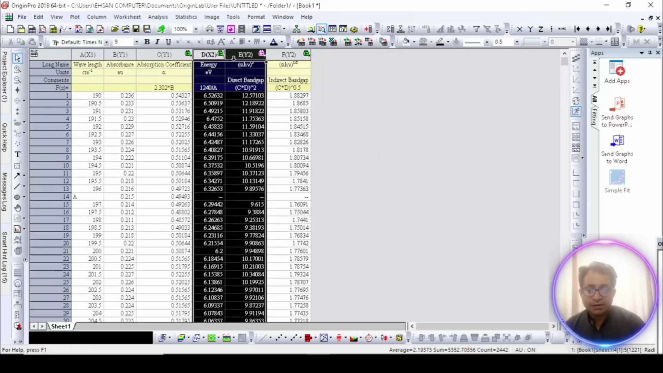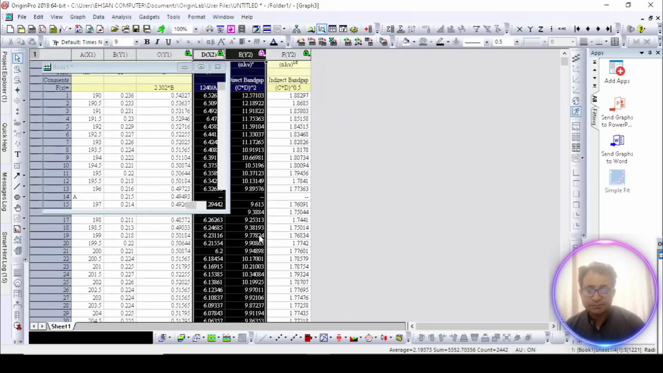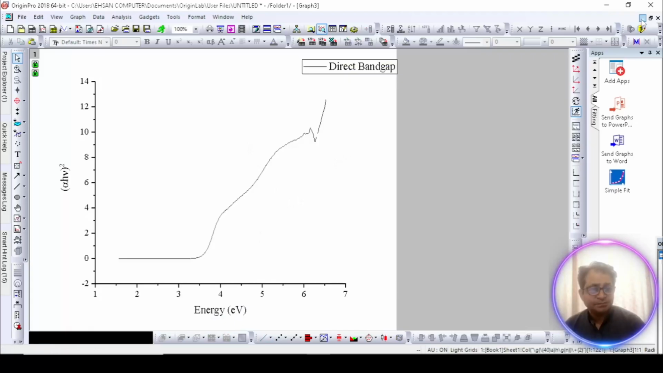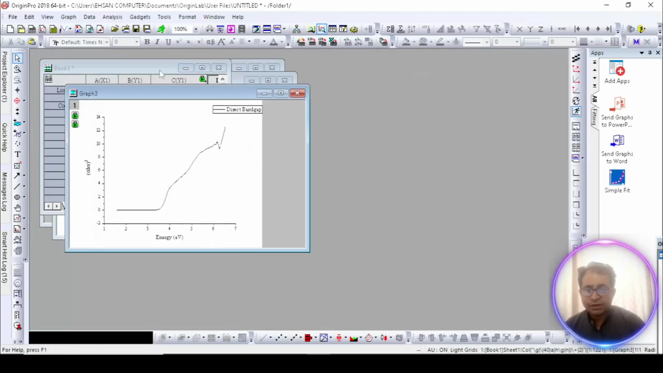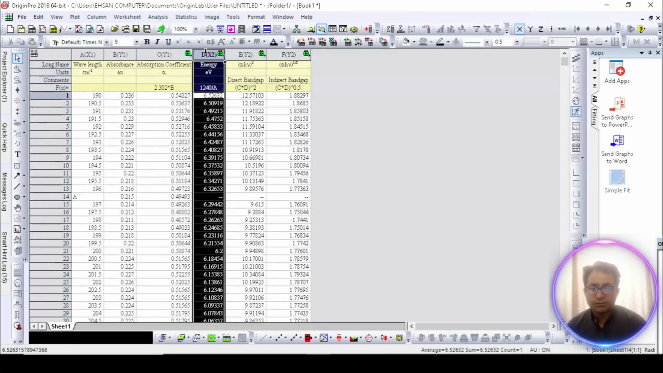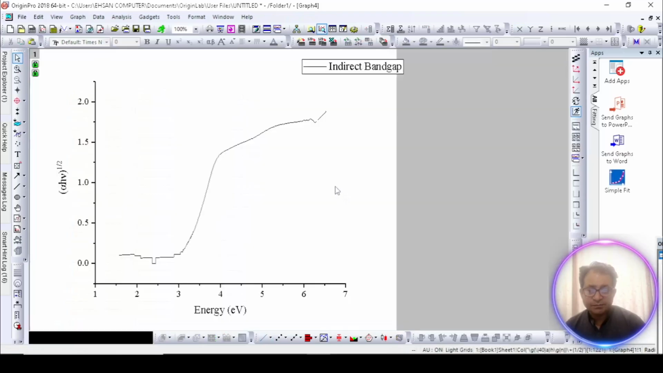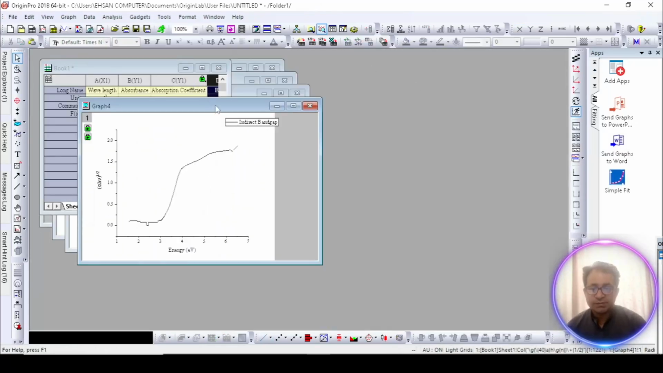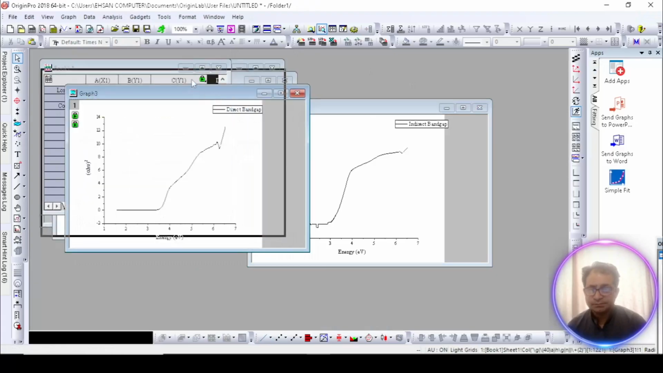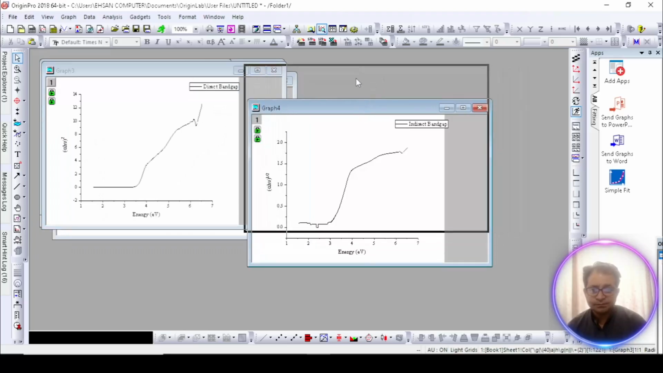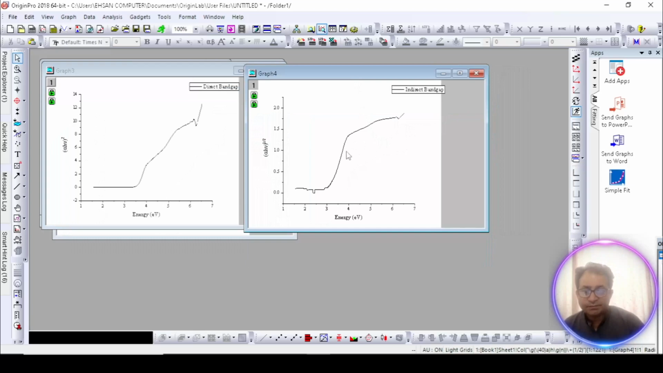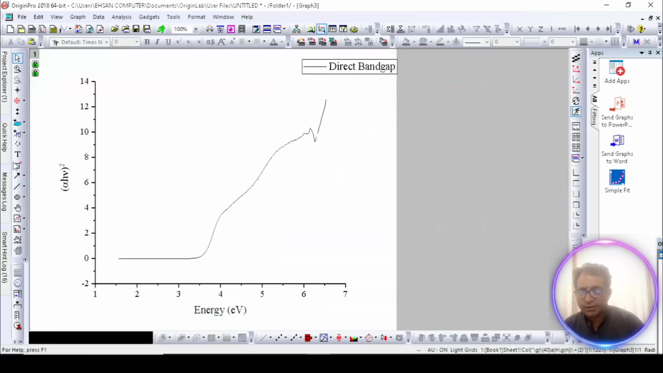So first of all, set this energy as x-axis. Then make a diagram over here. So this is our direct band gap. Now we will go for the indirect band gap, and we will compare both the graphs. For selecting, just press control and select that column, and go for the indirect band gap. So now we have both direct and indirect band gaps. For me, this direct band gap can give me the best fit.